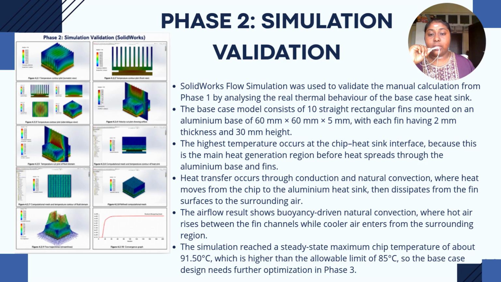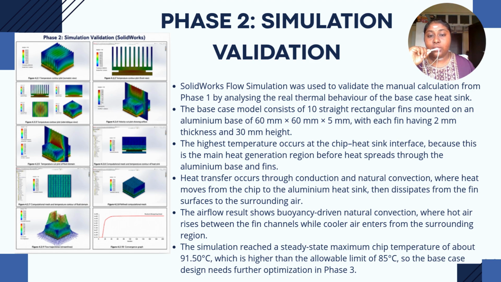From the simulation results, the highest temperature occurs at the chip and heat sink interface. This is expected because the chip is the main heat generation area. The heat then spreads through the aluminum base and fins by conduction. After that, heat is released from the fin surfaces to the surrounding air through natural convection. The airflow result shows buoyancy-driven natural convection. This means hot air rises between the fin channels while cool air enters from the surrounding region. This airflow movement helps to remove heat from the heat sink surface.